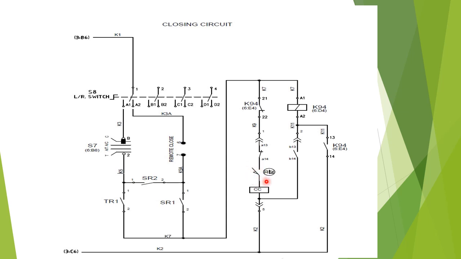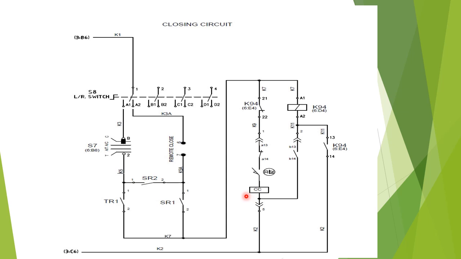Whenever the spring is charged, this contact will be in NC position. So the closing coil will be energized as soon as we give the closing pulse from the TNC switch under test position. So this is the closing operation for the test position.